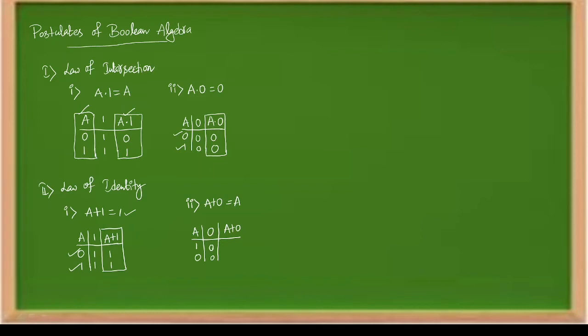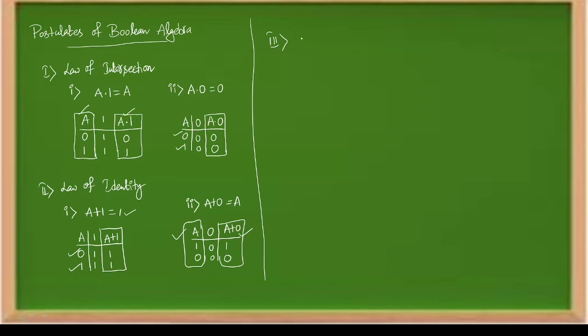In logical OR operation, if any one of the inputs is high, automatically the output is high. If both the inputs are low, the output is low. Now, by seeing the third column and the first column, you can say that both have the same entries, A and A plus 0. That's why I can say that A plus 0 is equal to A. This is the second basic law in Boolean algebra. We can call them laws of Boolean algebra or postulates of Boolean algebra.